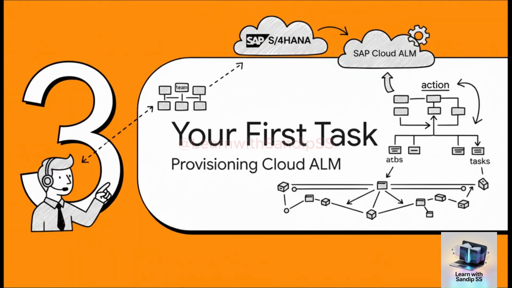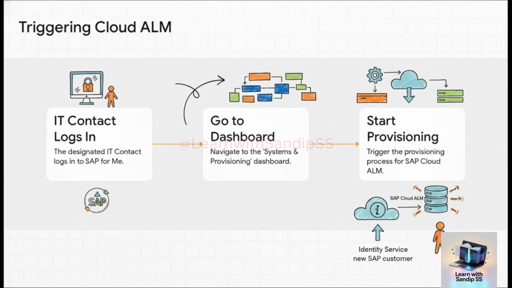All right, so you've got the right IT contact in place. Now it's time for action. Your team has its very first hands-on task, and that is to provision a super important tool for managing your whole implementation. It's called SAP Cloud ALM. Yep, this first job lands right on the shoulders of your IT contact. They need to log into SAP For Me, head over to the Systems and Provisioning dashboard, and then they have to manually trigger the provisioning for SAP Cloud ALM.